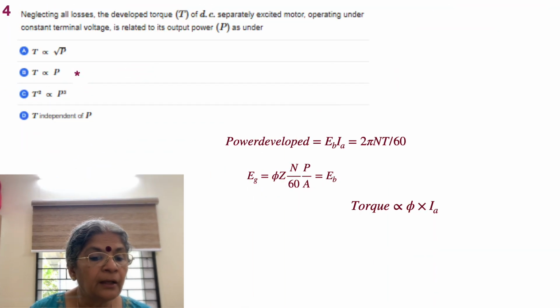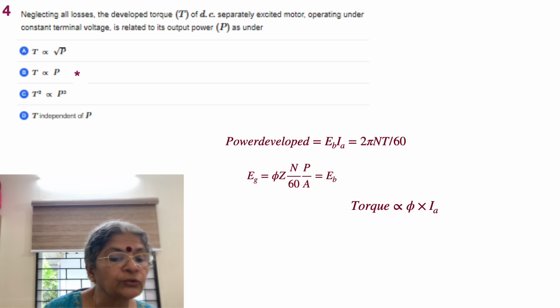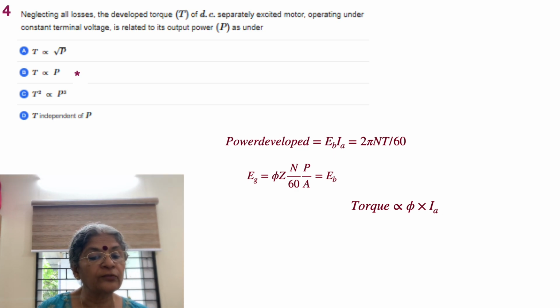Moving on to the fourth problem. It's not a problem, it's just an examination of the theory that we have learned. Neglecting all losses, the developed torque T of a DC separately excited motor, operating under constant terminal voltage, is related to its output power. There are various relationships shown between torque and power. One is the square root of power, another is direct proportionality, third is torque square is proportional to P cube, and torque is independent of P.